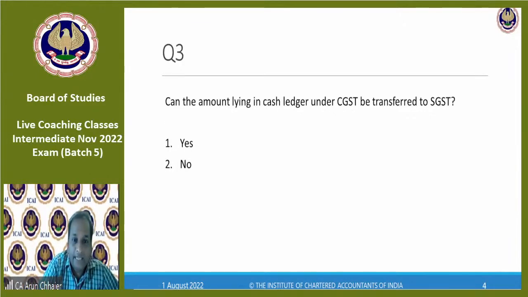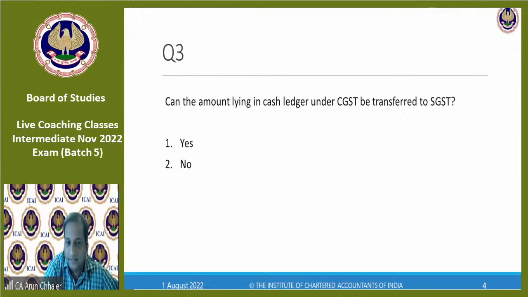Can the amount lying in the cash ledger under CGST be transferred to the SGST? Answer is yes or no? Yes or no?